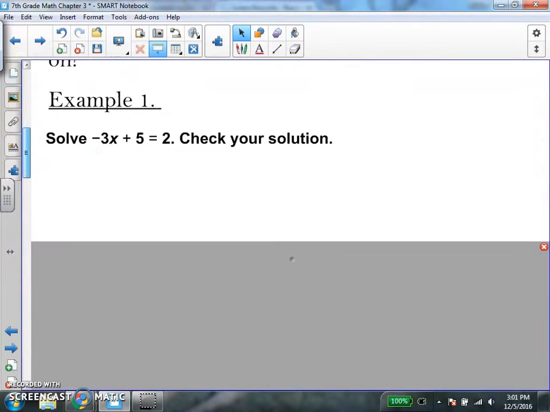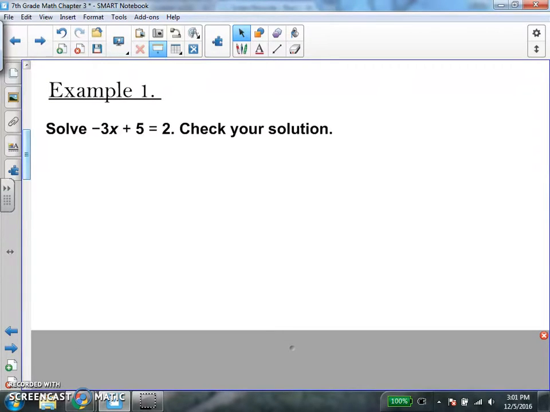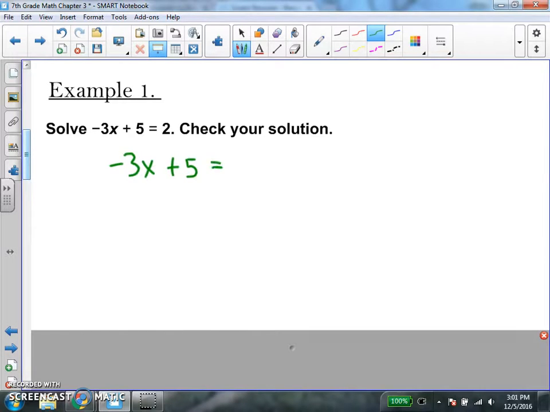Example 1, please write this in your skeleton notes: solve -3x + 5 = 2, and check your solution. Okay, first step would be to write it: -3x + 5 = 2. Our first step is to split it at the equal sign. That's good. So now we can see the two halves of our equation.